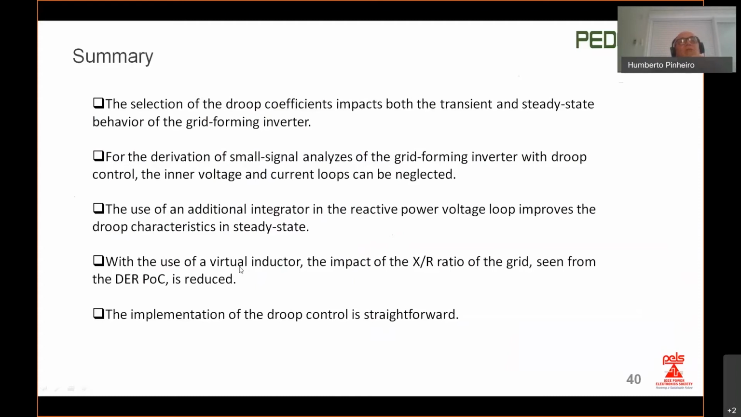So for the virtual inductor, even though we have one feeder that is pretty much resistive with very small impedance, the virtual inductor is also predominant, and so you can use the inductive Droop approach to make the power sharing. And the implementation is straightforward.